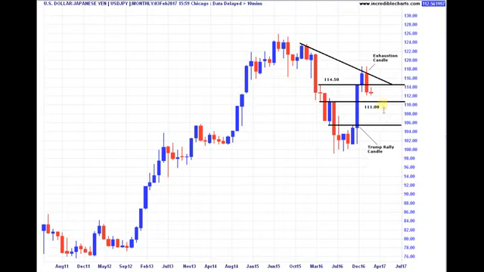So 111 is the first level, 105.50 the second level. I think 114.50 is resistance. So that's the way we see it on the monthly chart. Now let's move to the daily chart.